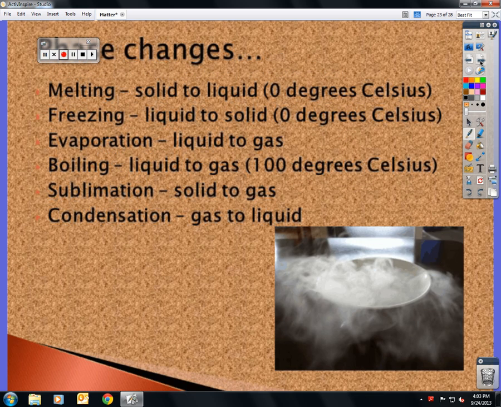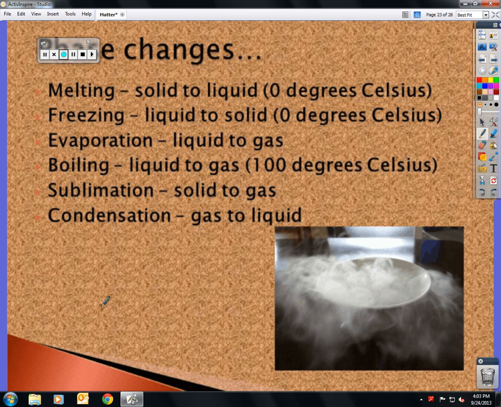Okay, melting is defined as from a solid to a liquid. Water melts at 0 degrees Celsius. Freezing is liquid to solid, again at 0 degrees Celsius. Evaporation is a liquid to a gas. Boiling is also a liquid to a gas. How do we know they're different? Evaporation occurs at the top, and boiling occurs at the bottom. If you've ever watched something boil, you see the bubbles form at the bottom of the pan and eventually float up. Boiling of water occurs at 100 degrees Celsius.